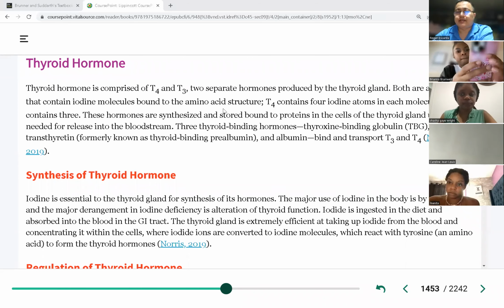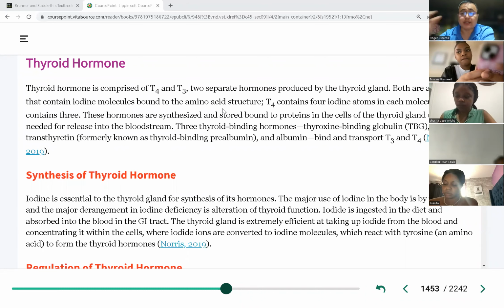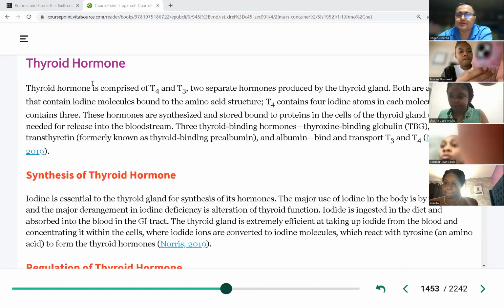Okay, so let's review anatomy and physiology. So we have the master gland, which is the pituitary gland, which controls all other endocrine glands in the body. So for today, we're talking about the thyroid gland. So this is an endocrine disorder similar to diabetes insipidus and SIADH.